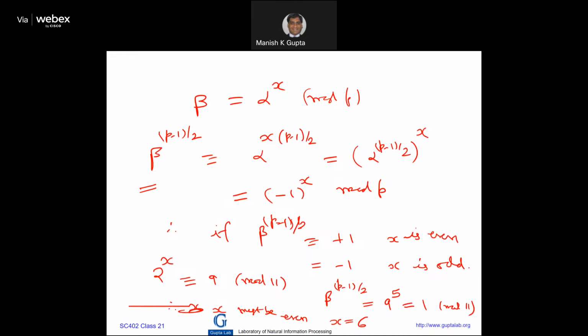Now, any other ideas do you have in your mind? If I have to compute this, what are you thinking as a fresh mind? We are given beta is equal to alpha raised to power x. How do you compute x? Any idea from your side? Because simple ideas sometimes lead to a good algorithm also. So anything that you have in your mind, how do we compute?